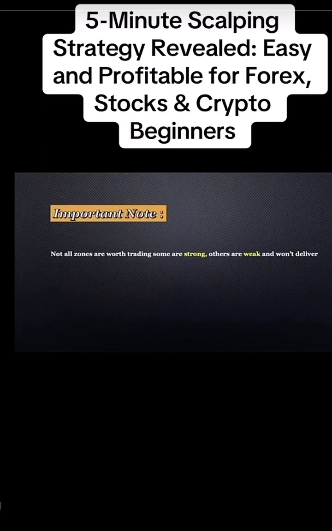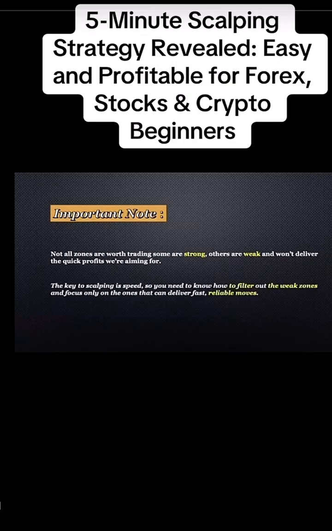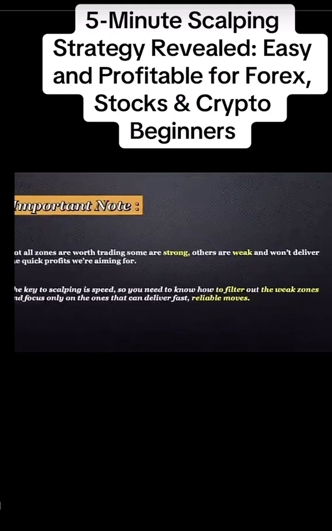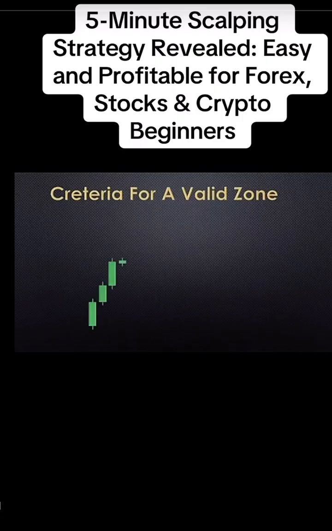Now that you know how to spot supply and demand zones, let's take it a step further and make sure you're only focusing on the best zones for your scalping strategy. Not all zones are worth trading. Some are strong, others are weak and won't deliver the quick profits we're aiming for. The key to scalping is speed. So you need to know how to filter out the weak zones and focus only on the ones that can deliver fast, reliable moves. Based on my experience, there are 4 critical factors.